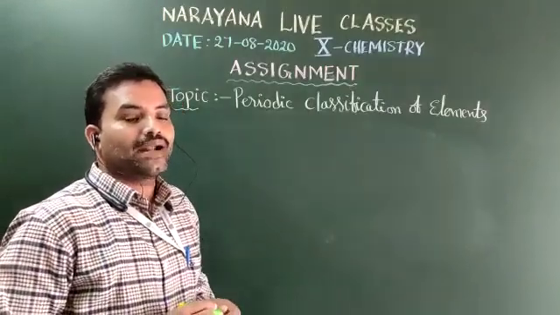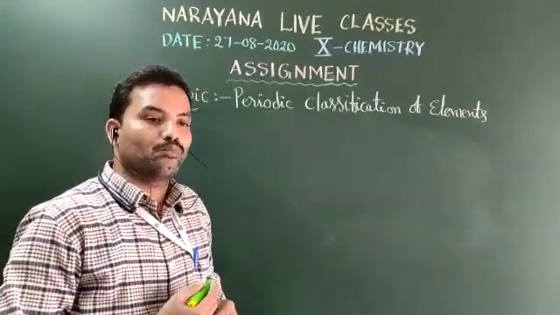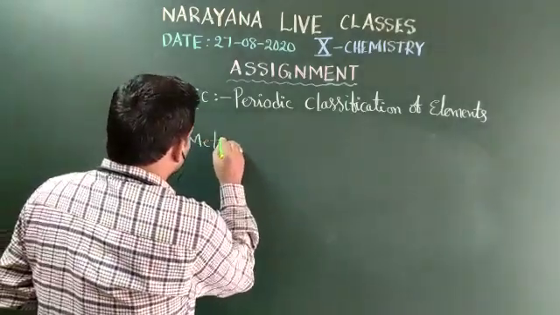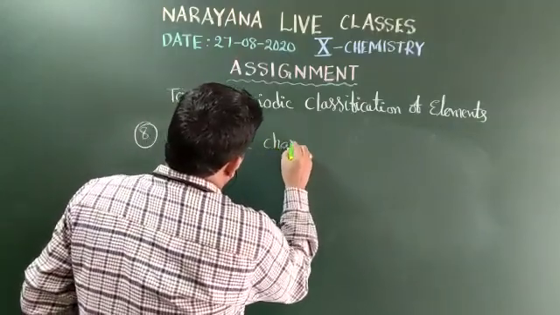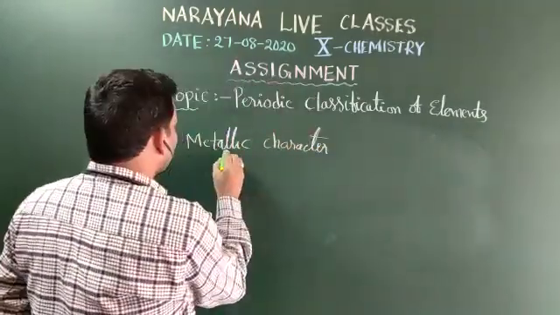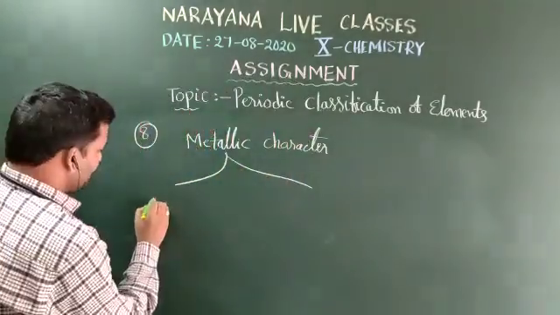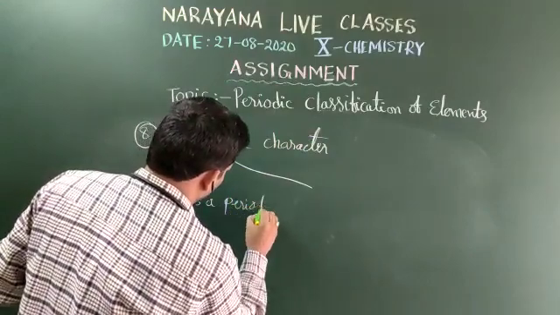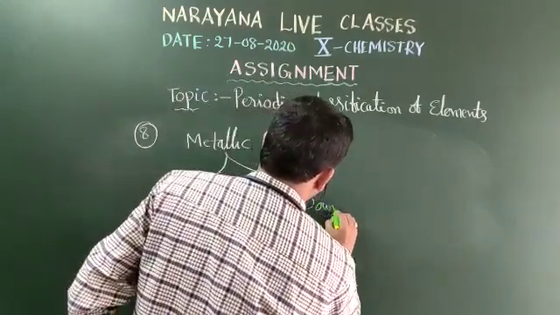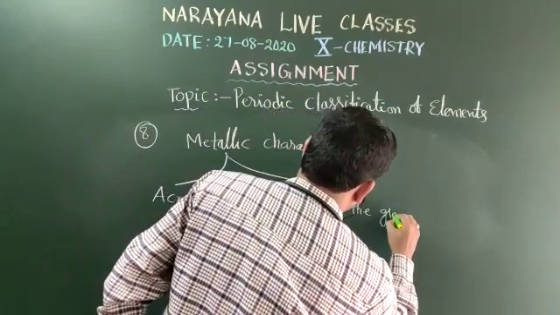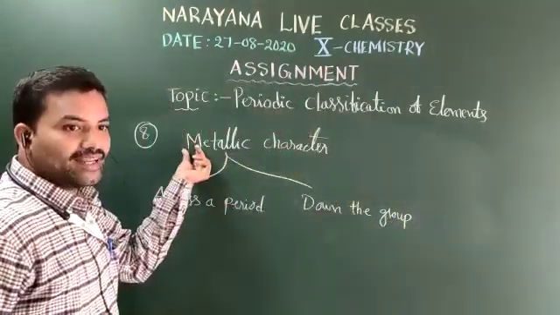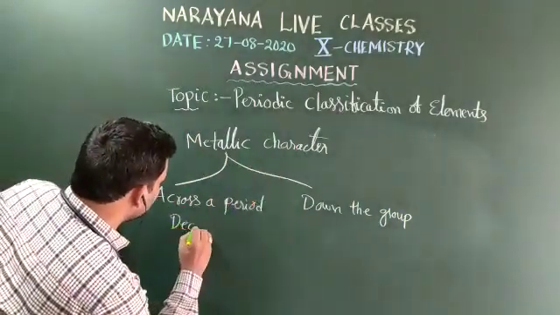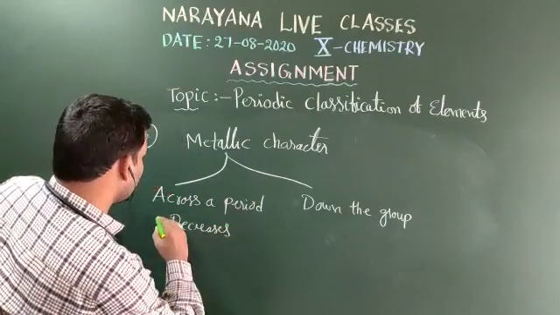Metallic character. How can the metallic character vary when we move across the period as well as down the group? Here we have to observe the metallic character. When we move across the period, it decreases. Across the period it decreases.